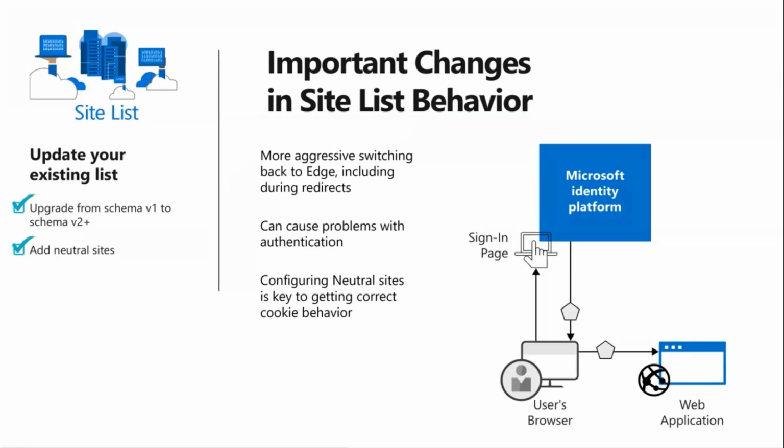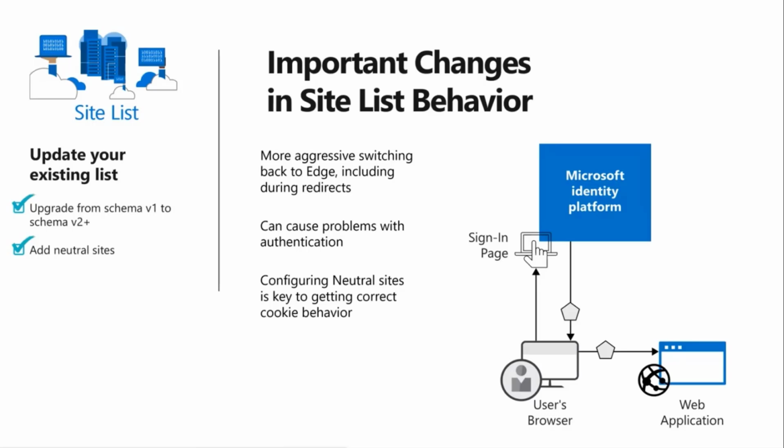And then another important thing is on site list behavior. We are recommending that you upgrade from V1 to V2 and then neutral sites. So one of the common issues that we see is that there's an authentication site. When you have a user's browser and they have to go into a sign-on page and then go back into a site that needs that IE mode, you need to configure that authentication site as a neutral site. And you may have noticed that in the site list manager, you can tag that so that it's available.